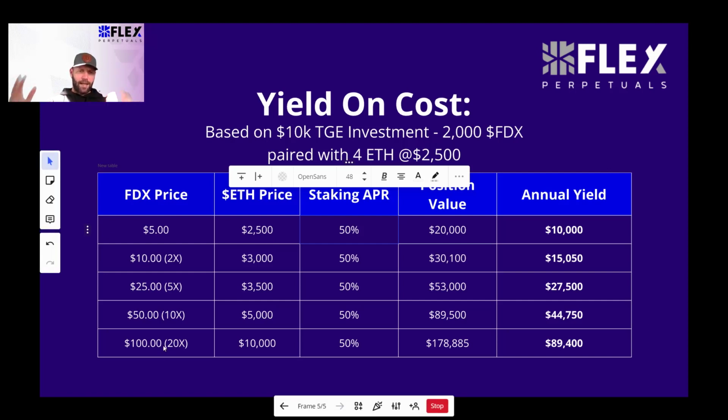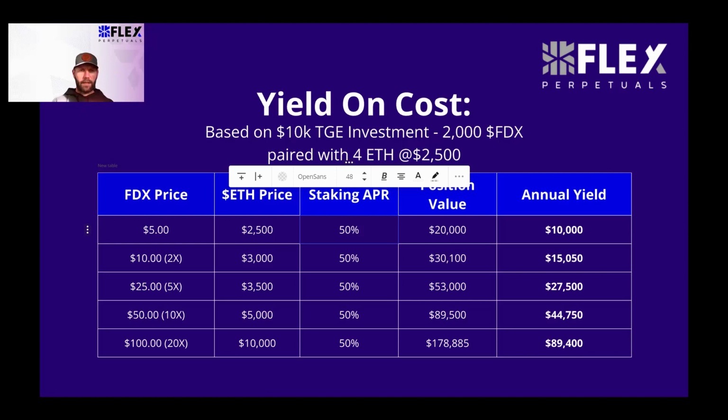So let's say it is a 20x that we managed to get in the token, and let's say ETH price is $10,000 at that time, and you're getting that 50% APR. That's going to mean that your initial $20,000 that you've invested here turns into just under 180,000, and you'll be earning an annual yield of $90,000. So there is huge potential for returns within these various different opportunities inside of Flex Perpetuals.